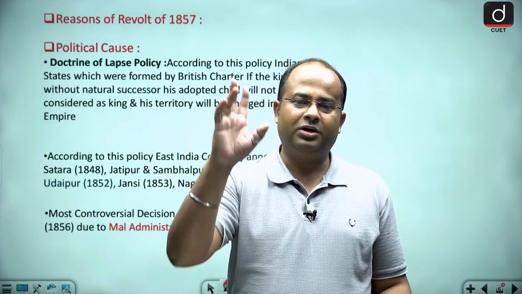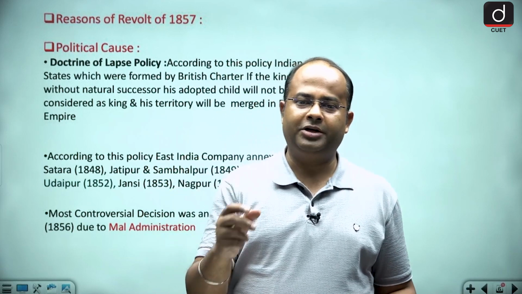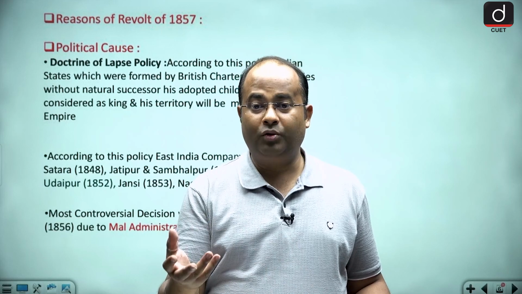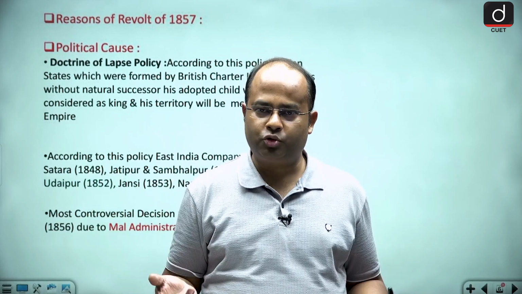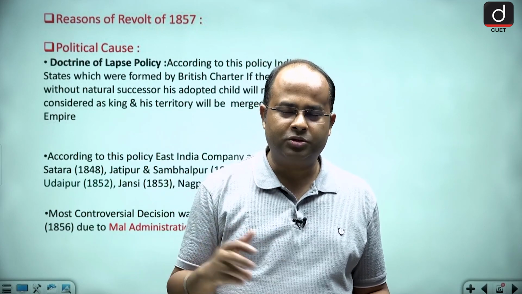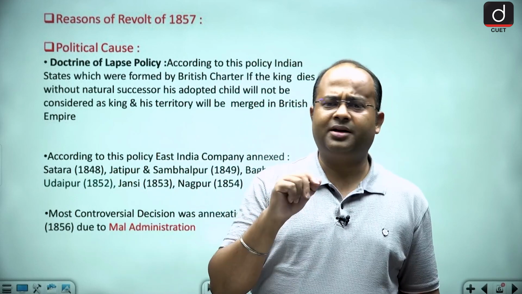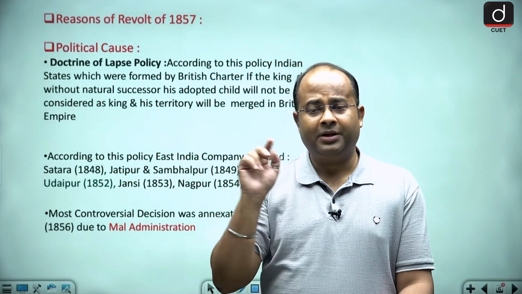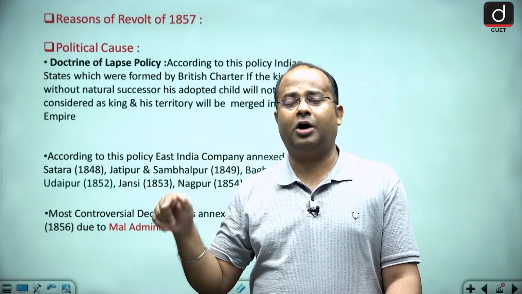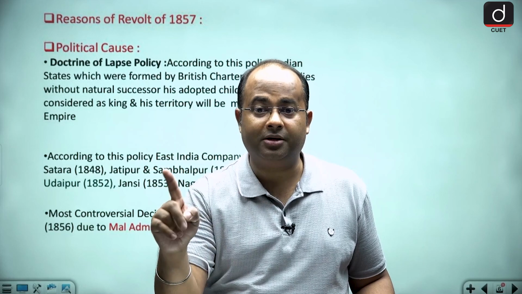The reason that was cited was the use of greased cartridges. The cap of the cartridge was made of the fat of cow and pig. For Hindus, the cow is a pious animal, so they refused to use it, and for Muslims, the pig is a prohibited animal, so Muslims refused, and due to this the revolt of 1857 broke out. That is a reason, of course, and it was the immediate reason for the outbreak of the revolt of 1857. But it was not the only reason.